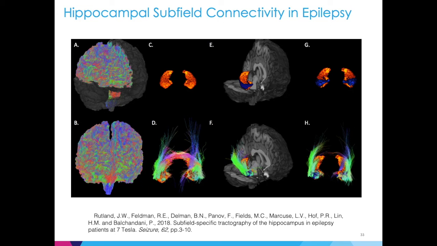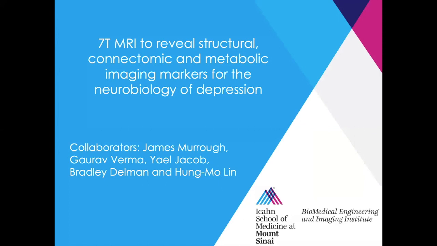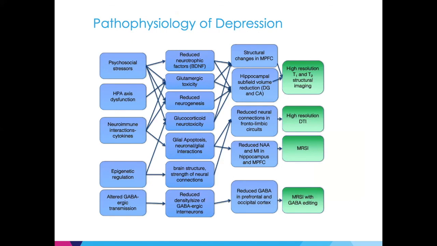Because I'm running out of time, I'll just quickly let you know that there are other markers we found as well, like perivascular spaces being different. The next area that I wanted to shift gears to is depression. And it's a very different thing. We're not looking at the treatment of depression, but rather understanding the pathophysiology of it, because it's very complicated and we really don't know the pathophysiology of depression. These markers could help us illuminate that.